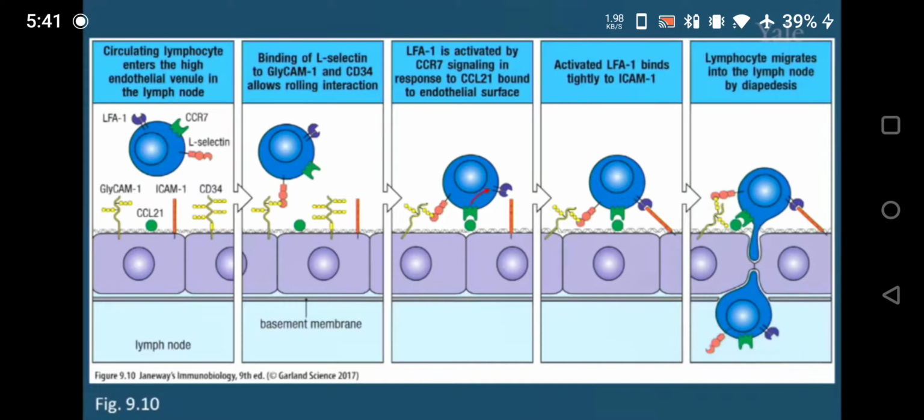Once the T cell has stopped, it is able to migrate through the endothelial layer in that process called diapedesis. Then it will traffic on to the lymph node.